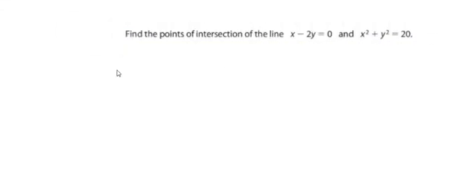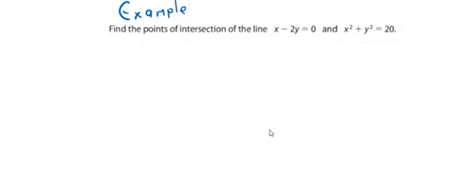So I'm going to do this example in a second. If you want to pause the video now and just have a go at it yourself, it's pretty much the same concept as the first one. It's just we might get different answers, or we could possibly get 2 points in the end. So it's x minus 2y equals 0, x squared plus y squared equals 20. The first thing you will do is take the top equation and write x in terms of y or y in terms of x.